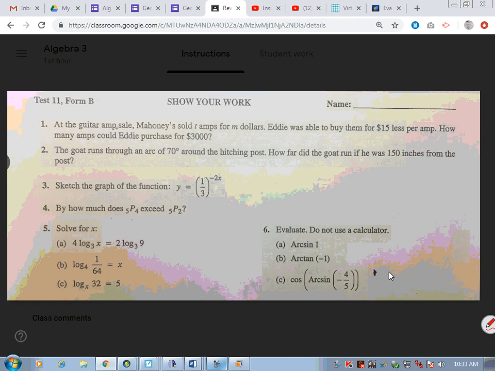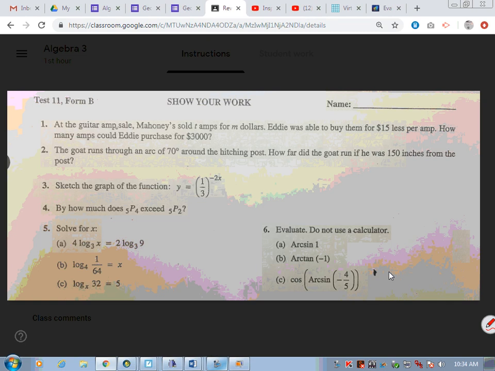Algebra 3. We're going to try to cover as many questions as we can. Rather than showing you the answer key as it goes, because we're going to be going through every single question, we'll talk about what our answers are. Let's see if I can get this up here.